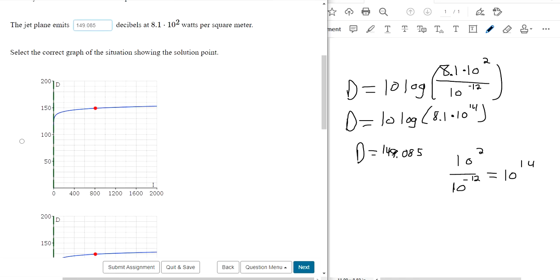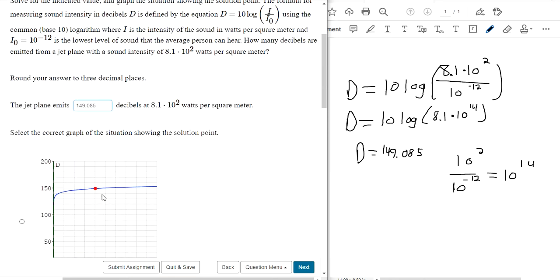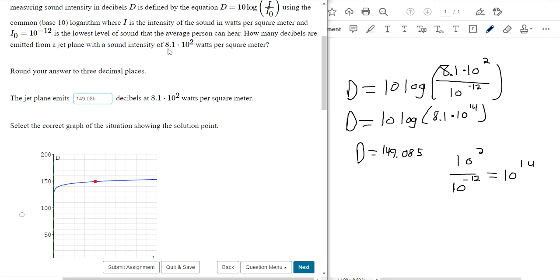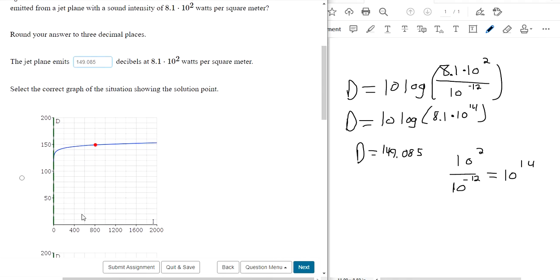And then to choose the right graph, on the x-axis of the graph, oh, they don't label it. They should. On the x-axis of the graph, I is the intensity. So the intensity is 8.1 times 10 to the second. That's 810. So at x equals 810, we should have a y value, which we're assuming. Yeah, it does. Oh, it does. I'm sorry. I was mean. It does label it. It's just really subtle. I is on the x-axis. D is on the y-axis. So 810 on the x-axis. We got 149 for the y-axis.